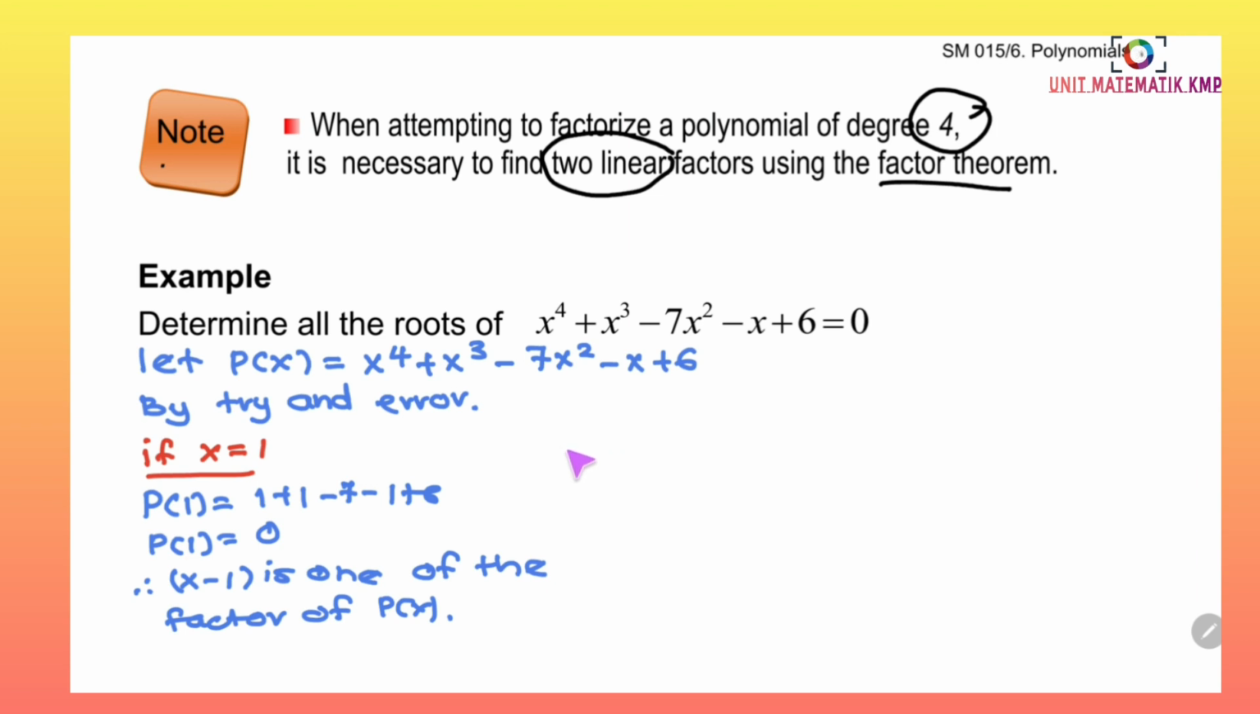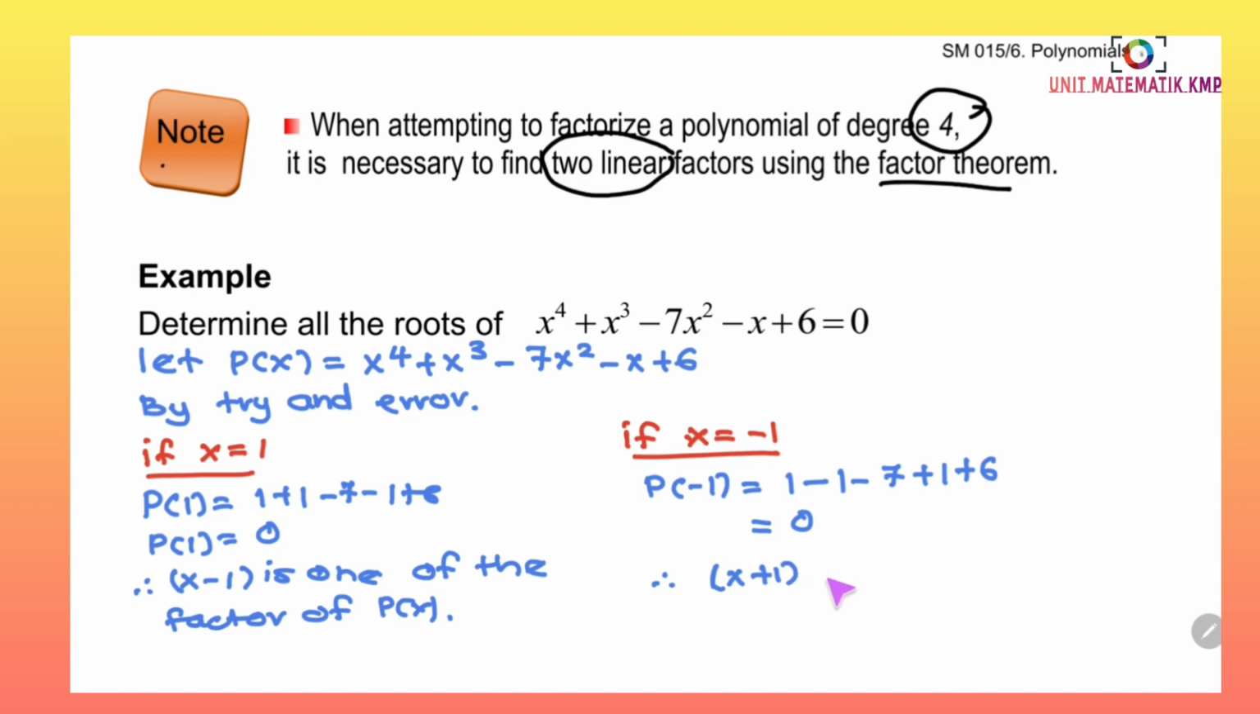Okay, let's say if x is equal to negative 1. So substitute x with negative 1 into the given polynomial. We have here 1 minus 1 minus 7 plus 1 plus 6, is it right? 6, 7, 8, 8 minus 8 is 0. So we can make a conclusion, therefore x plus 1 is also a factor of the polynomial.